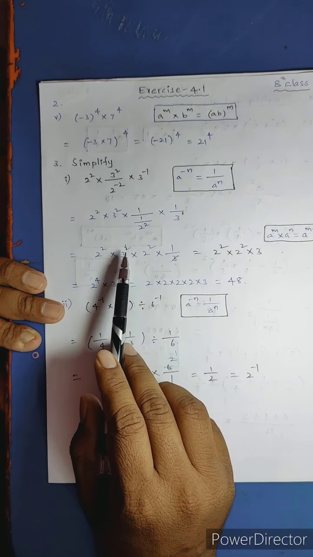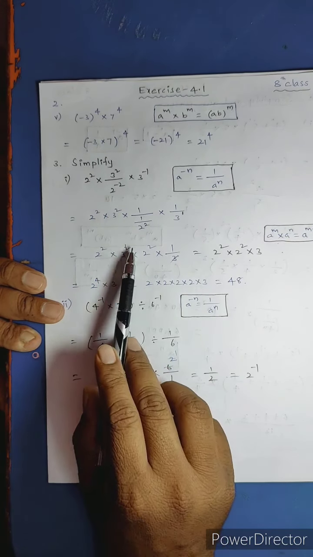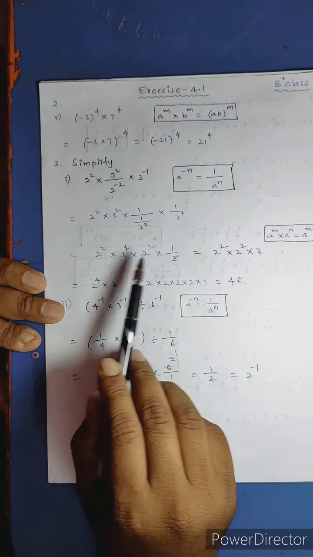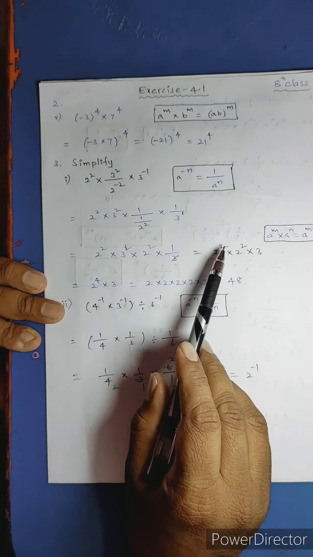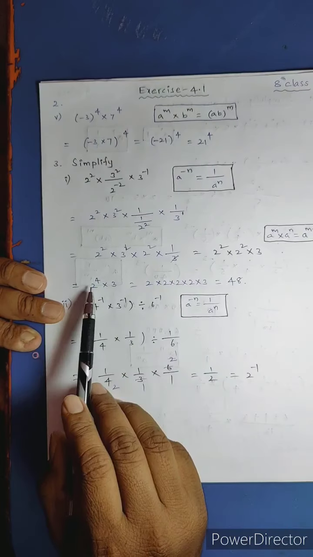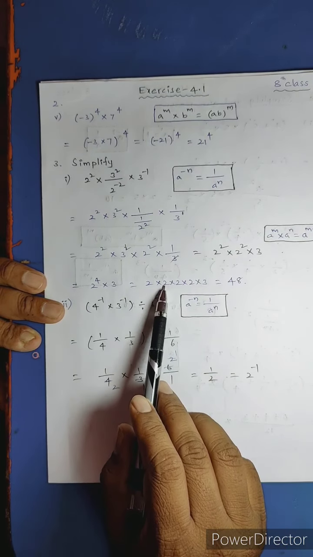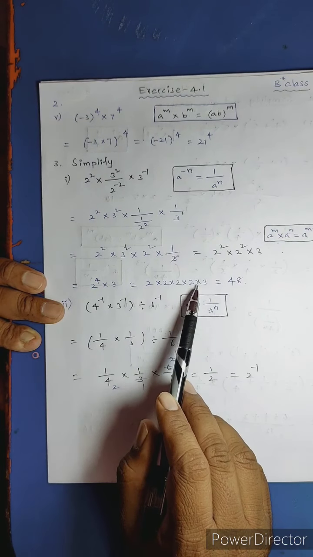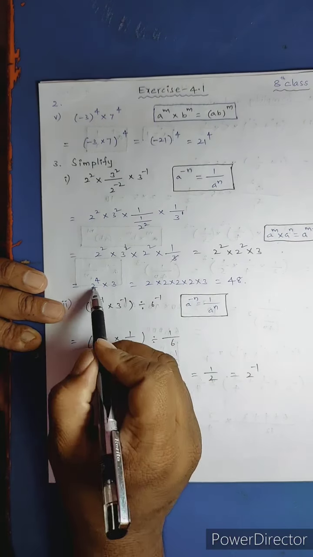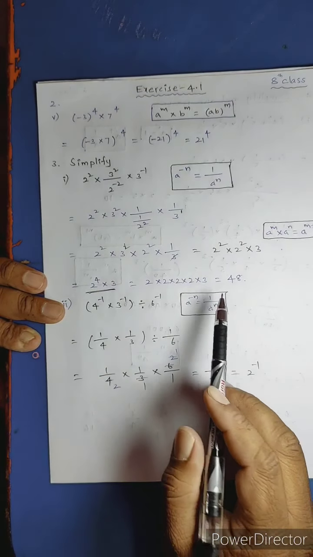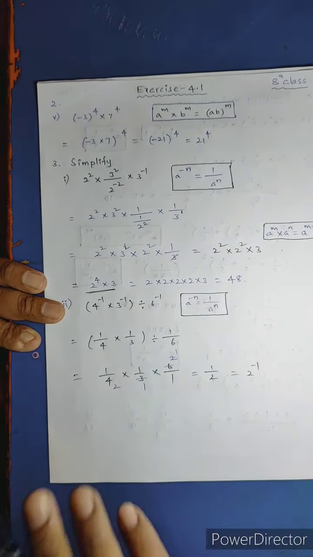3 square is 3 into 3, and this 3 and 1 by 3 get cancelled. Now remaining 2 square and remaining 1 3. Now 2 4 times, so 2 power of 4 into 3, or we can multiply all. 2 2s are 4, 4 2s are 8, 8 2s are 16, 16 3s are 48. 2 power of 4 into 3 is also an answer, otherwise we can write the simplest form as 48.